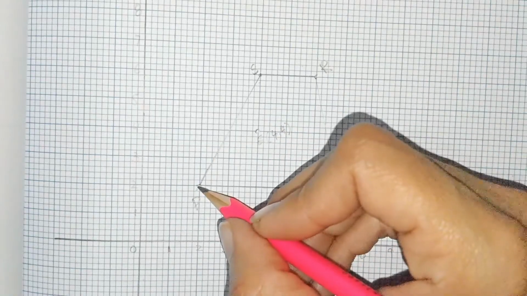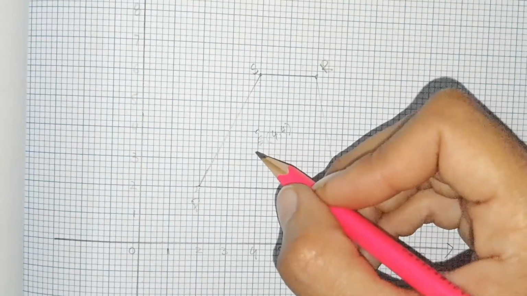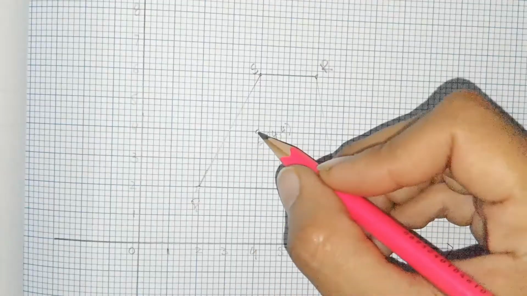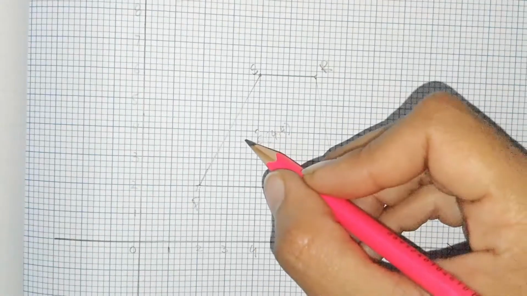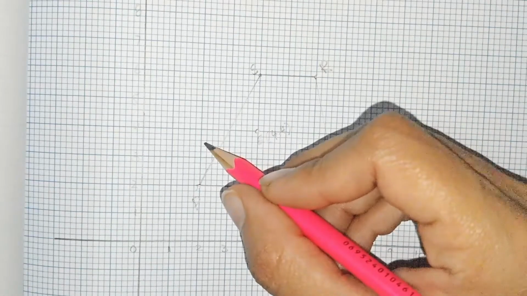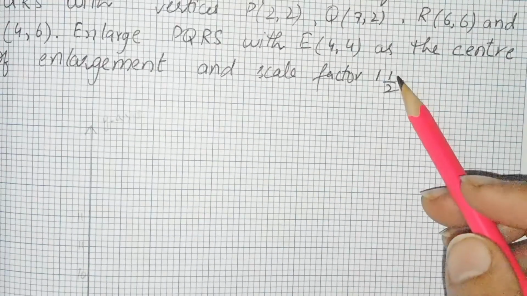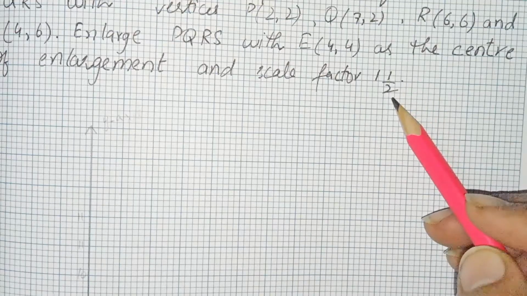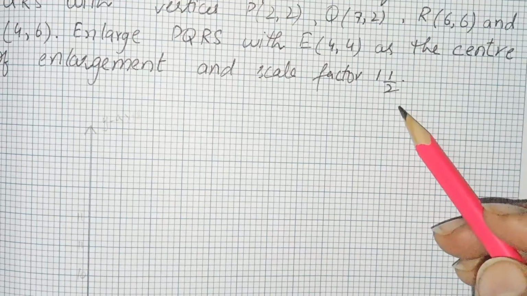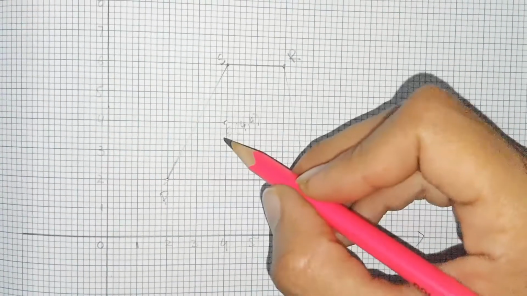First we have to plot the point P with enlargement, and we have to observe how many points it is away from E, this center of enlargement. Along the x-axis it is 2 points, and the scale factor is 1.5. We have to multiply 2 by 1.5, and we get 3.